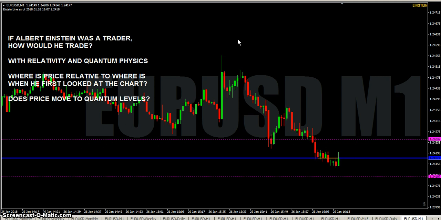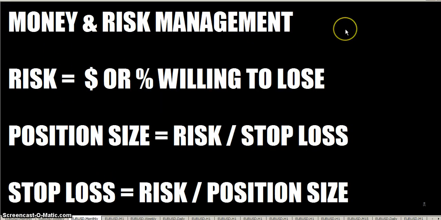But let's just go through the rest of the charts like we normally do. And of course, the main one being the money and risk management chart here. I know if you've been watching this for a couple weeks or a month, maybe you're bored with looking at this, but this is something that we have to look at every day. We have to remind ourselves so we don't forget.